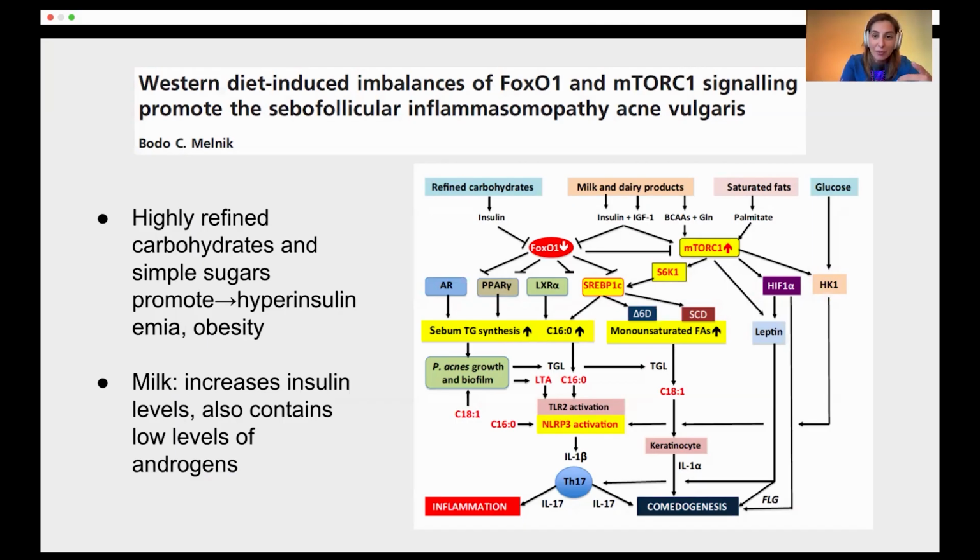Our patients have been saying it, and we're like, no, just here's your Accutane, which we're probably still going to do because we're going to treat your acne, but it does matter. Diet matters 100% with acne. We know that highly refined carbohydrates and simple sugars promote hyperinsulinemia and obesity. Milk increases insulin levels. Also, there's a little bit of debate that maybe it contains low levels of androgens. I don't think that's as big of a deal, but it's really just the insulin.